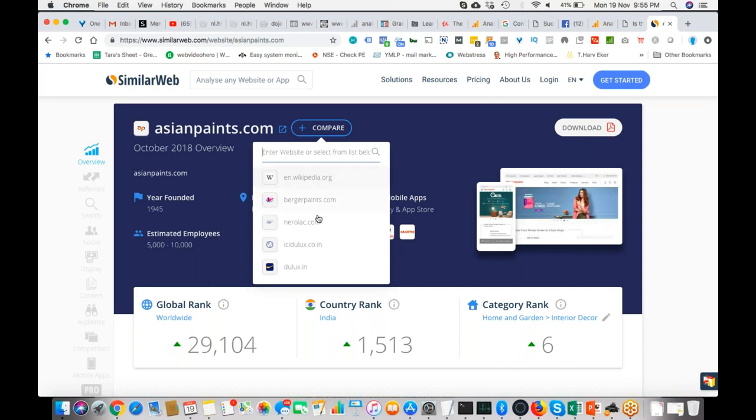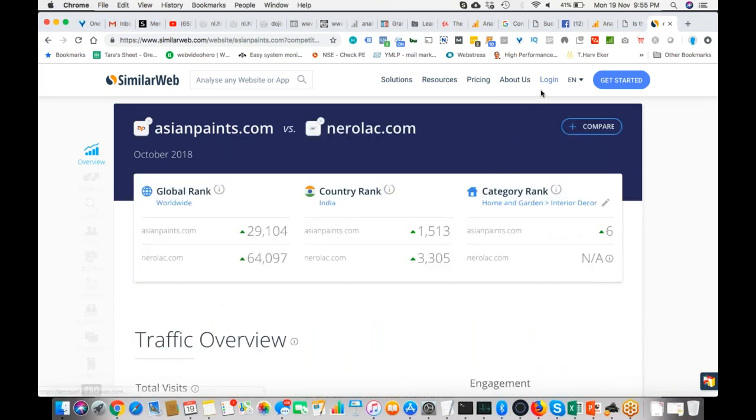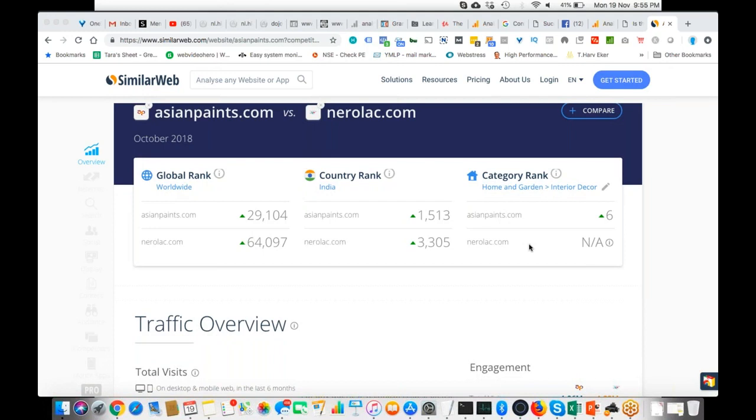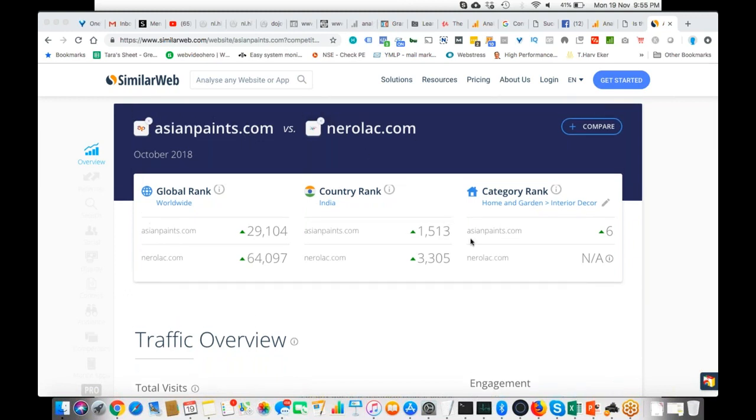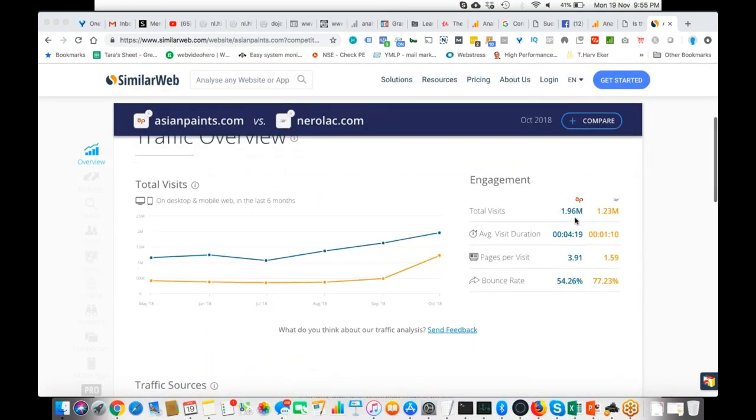You wanted to see, let me compare mine. Is this impacting anything? So I am comparing Nerolac over here with Asian Paints, and you will see this. Now the benchmark is your company, and your competitor, you are comparing his data. Now it could be the other way around, Nerolac as the benchmark and Asian Paints you are comparing with. Now you can see the engagement: 1.96 million on Asian Paints, 1.23 million on Nerolac. That is amazing. If you see the data for one month, this is really impacting.